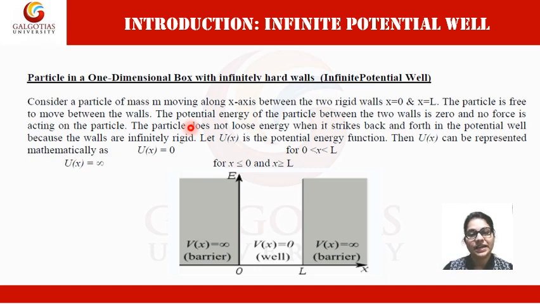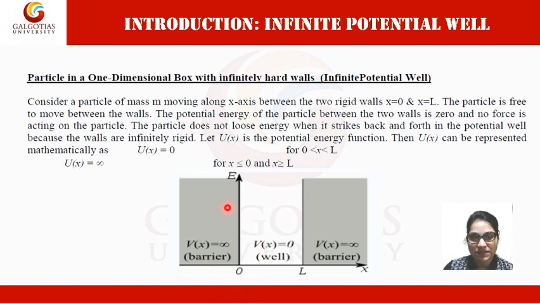So we can assume the particle is a free particle because the potential energy in the well is 0. That means there is no external force on the particle, so it is free to move. The particle does not lose energy when it strikes back and forth in the potential well, because the walls are infinitely rigid. Let U(x) be the potential energy function. Then U(x) can be represented mathematically as U(x) equals 0 when x is greater than 0 and less than L, and U(x) equals infinity for x less than or equal to 0 and x greater than or equal to L.